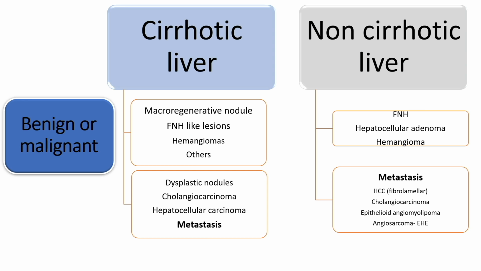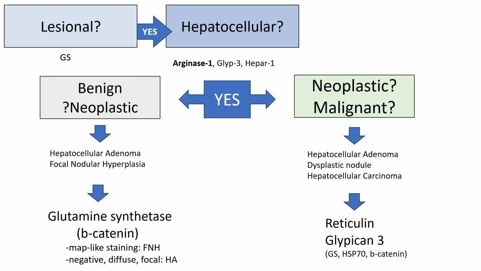I highlighted metastasis because metastasis can happen in both, but obviously non-cirrhotic liver are more common. Benign lesions, there's a significant overlap. FNH and hemangiomas can happen in both, but we don't diagnose typically hepatocellular adenomas in cirrhotic liver. And obviously, dysplastic nodules are associated with cirrhosis. So having this framework, sometimes things help us think of what is the differential diagnosis and what are the things that I need to consider.